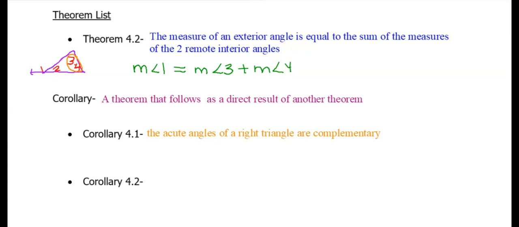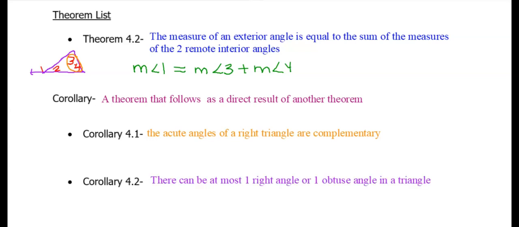Corollary 4.1 says the acute angles of a right triangle are complementary. And this is true because if I already used up 90 degrees for my triangle, I have 90 degrees left over for the other two angles. And since they add up to 90, that's going to be called complementary.